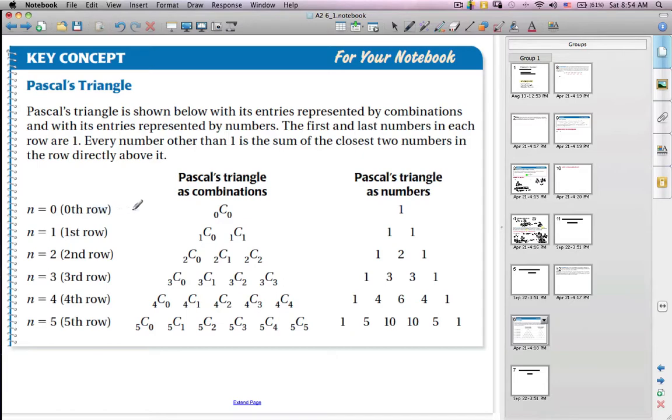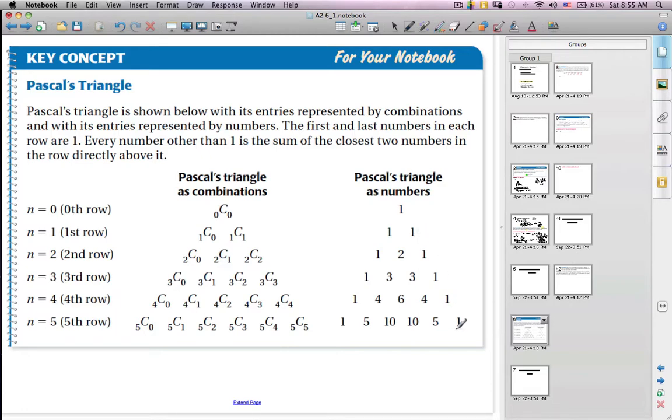So you'll notice though that this is a little non-intuitive. We don't start with the first row. The top row is 0 because it's relating to taking 0 things 0 at a time. There's only one way to do that. So 0 level, the first level, second, third, fourth, and fifth.